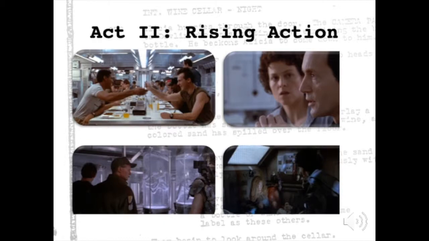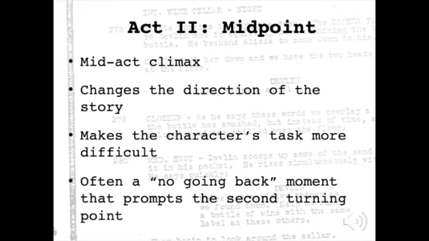So here in Act 2, we've met the crew, then we've furthered the situation, and we've raised the stakes, which brings us to Act 2, the midpoint. We can think of this as a mid-act climax. This is once again going to change the direction of the story. It is also making our character's task more difficult, and this is often considered a no going back moment that prompts the second turning point at the end of Act 2.